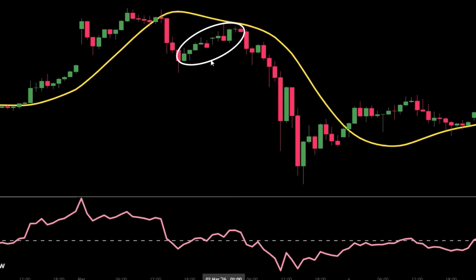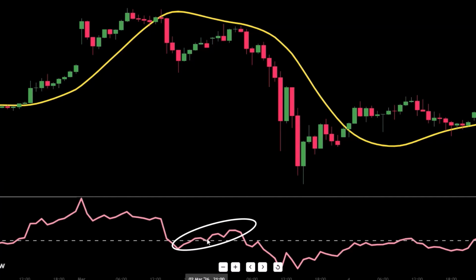Next, wait for a pullback. Don't sell after a large bearish candle. Let the price move back toward the Hull Moving Average instead of chasing the move. Now check the RSI. As the price pulls back, the RSI will often move above the 50 level.